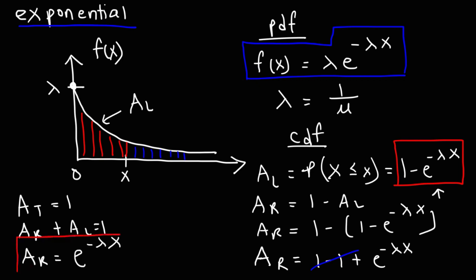Now, this is not the cumulative distribution function because it doesn't give us the area to the left. It gives us the area to the right. So the CDF is what we see here. That's the CDF for an exponential distribution.